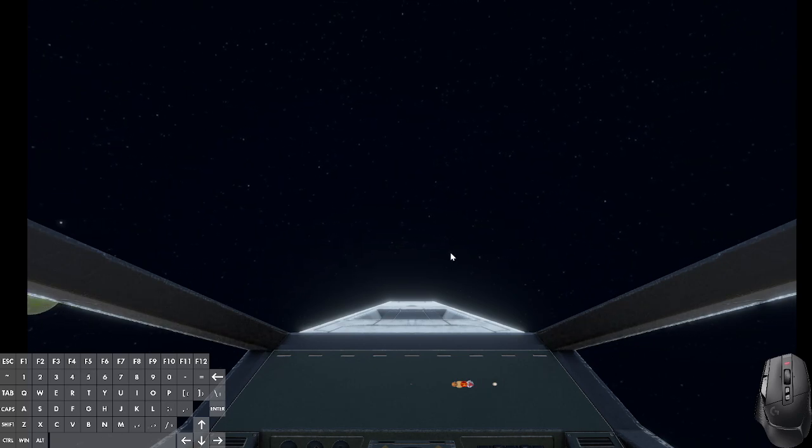And we can go upwards. As you can see, the background stars are moving correctly, and downwards, which is also moving correctly.